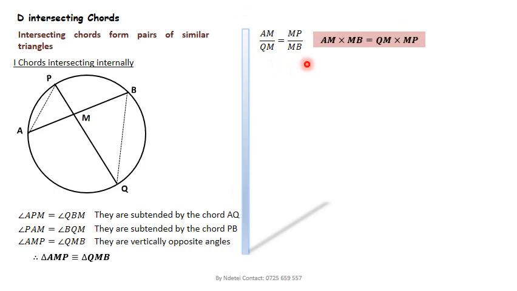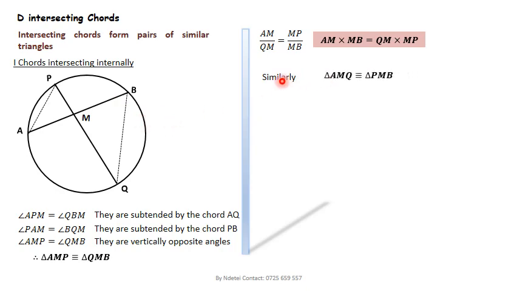Again, if this is true, we can cross multiply and get this sort of an expression. AM times MB should be the same as QM times MP, and this is a concept that we are targeting to get. If two chords are intersecting internally, they form similar triangles, by which case we can get this sort of an equation. And therefore, whenever we are given a length, say we are given AM and PM and MQ, we can be able to get the length MB. That is what we are dedicating this lesson to.